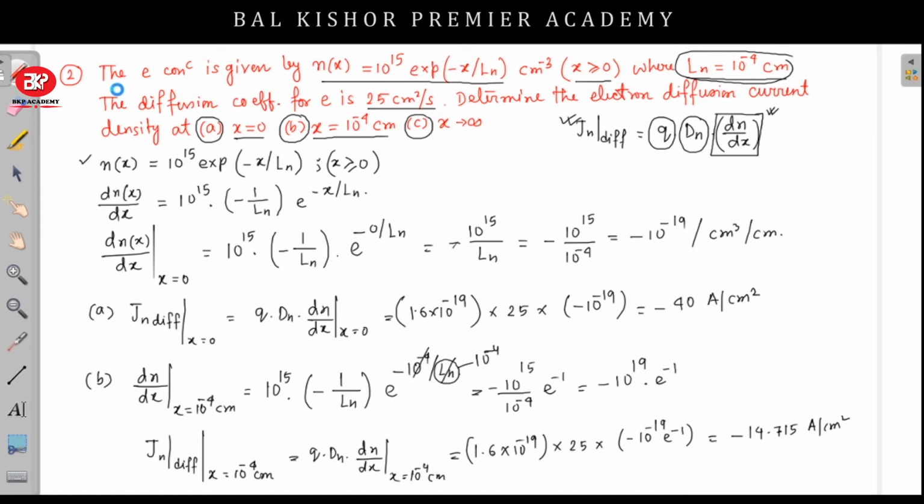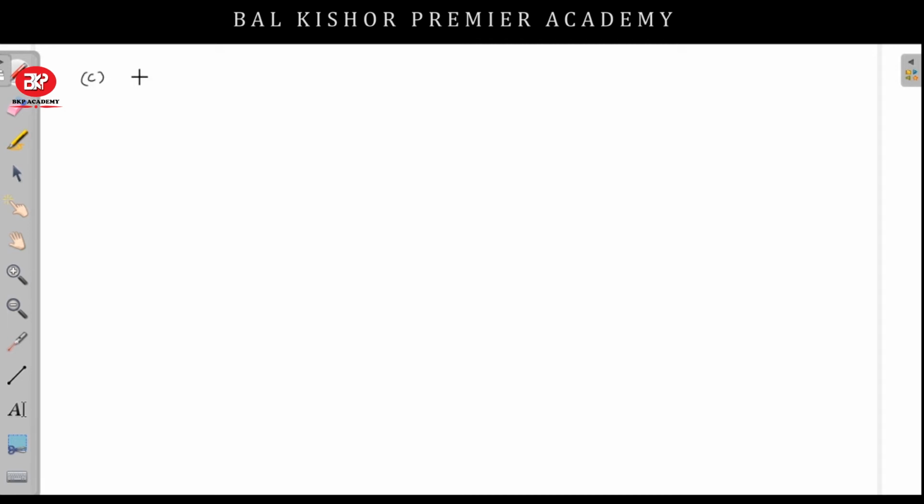So for that case, we need to find the dn by dx at x equals to infinite. So the value will be, we can say dn by dx, it was 10 to the power 15 minus ln and e to the power minus x by ln. So x value is infinite, so let us put the value of infinite. So e to the power minus infinite is nothing but 0, so ultimately it will be 0.